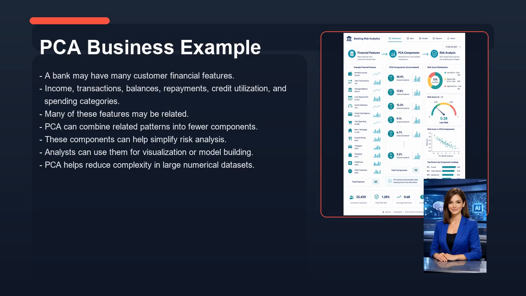Now let's look at a PCA business example. A bank may have many customer financial features: income, transactions, balances, repayments, credit utilization, and spending categories. Many of these features may be related. PCA can combine related patterns into fewer components. These components can help simplify risk analysis. Analysts can use them for visualization or model building. PCA helps reduce complexity in large numerical datasets.